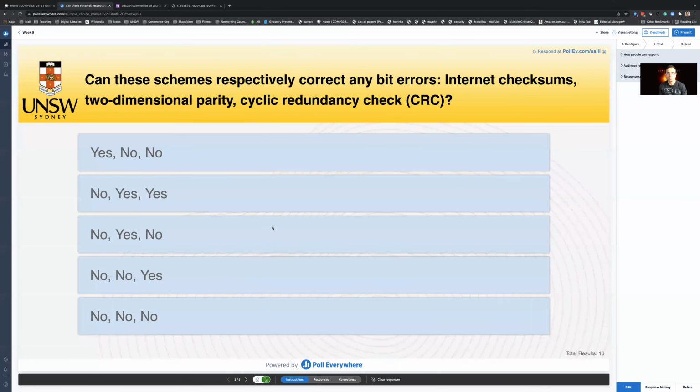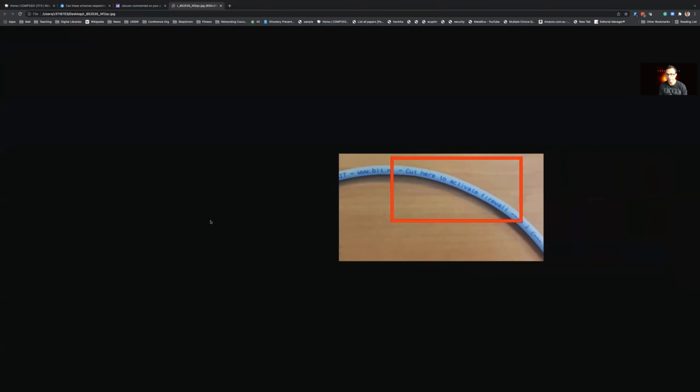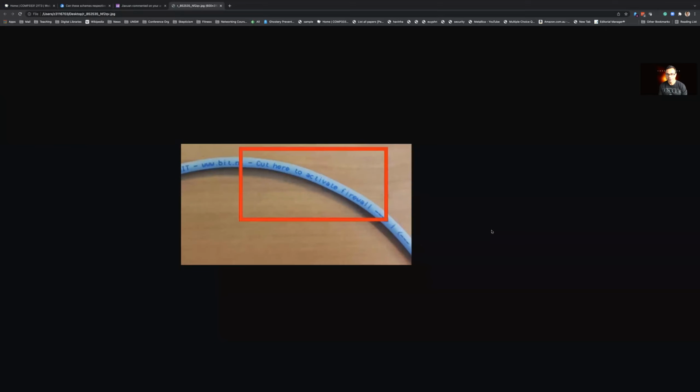For today's meme, it's a bit hard to come up with memes about the link layer, but I found this nice one, which is an interesting joke about security. This is showing you an Ethernet cable, and it's basically saying cut here to activate a firewall. Basically, it's saying cut your network access, so that way you don't have to worry about security, right? So hopefully you get that joke.